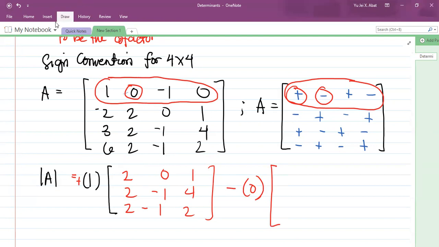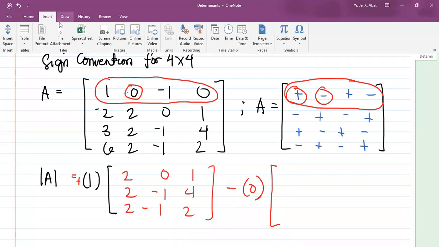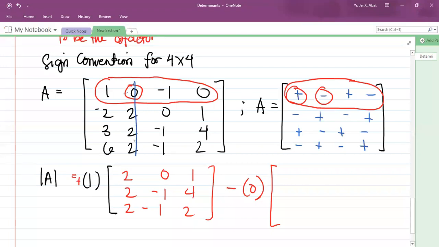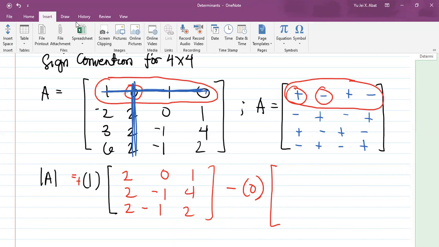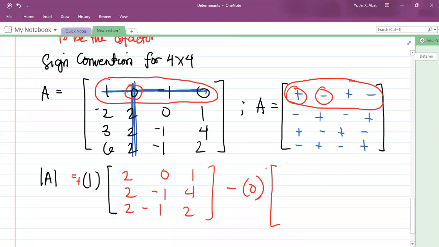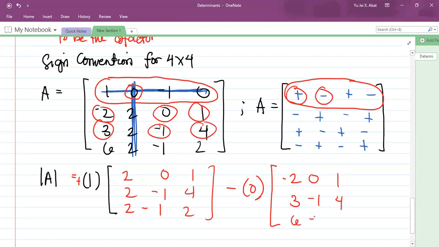So, ang susunod mo naman gagawin is you're going to cover yung column ni 0, yung column na kung anong kinabibilangan niya. Okay, cover up. And then cover mo rin yung row na yan. So, ano natira, guys? Merong matitira na matrix. So, ano yun? That's negative 2, 0, 1. You have 3, negative 1, and 4. And then 6, negative 2, negative 1, and 2.